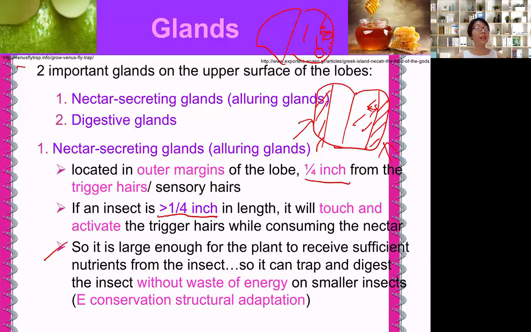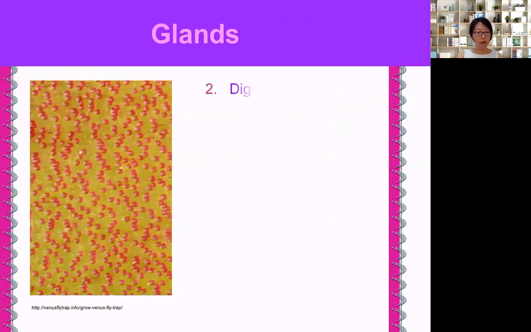Because when it traps the insect, it needs energy. So you must make sure that whatever touches the sensory hair must be big enough. Then when it starts to use the energy to trap and to digest, they don't waste the energy. We don't want to waste energy. So it's an energy conservation structural adaptation, the location of the sensory hairs versus the location of the nectar secreting glands. This is very interesting.